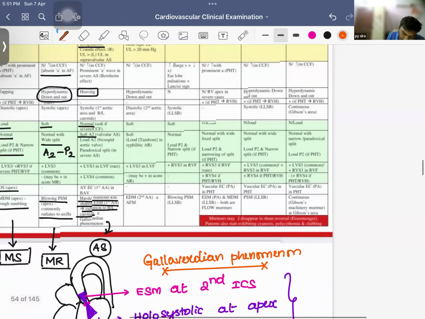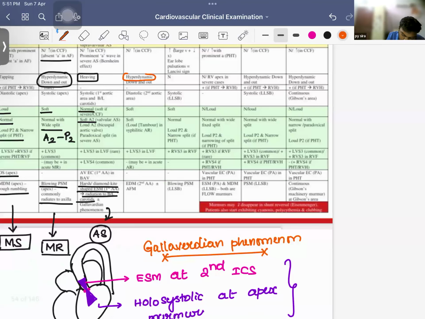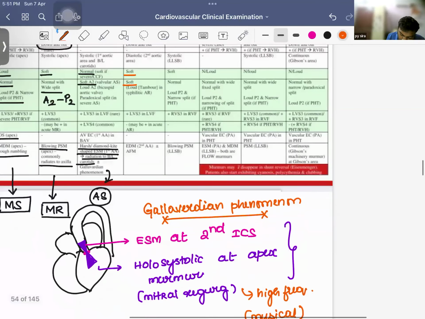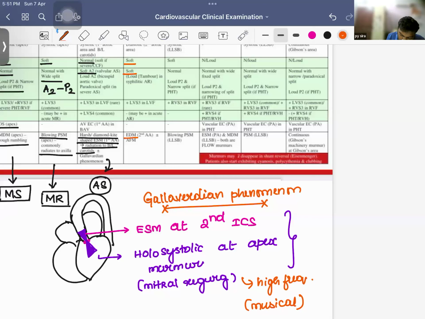Okay, and there is going to be a hyperdynamic apical impulse. Okay, and there is going to be a soft S1. Okay, soft S2. Okay, and the patient is going to have an early diastolic murmur.